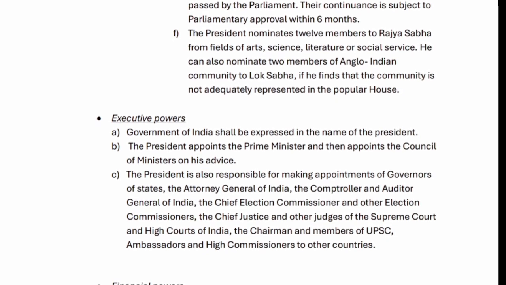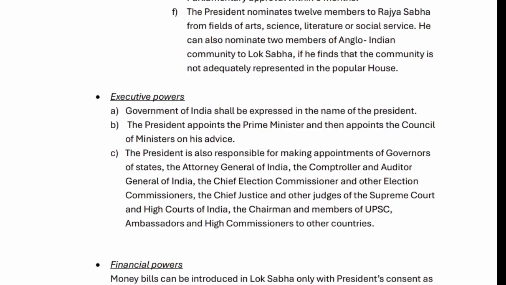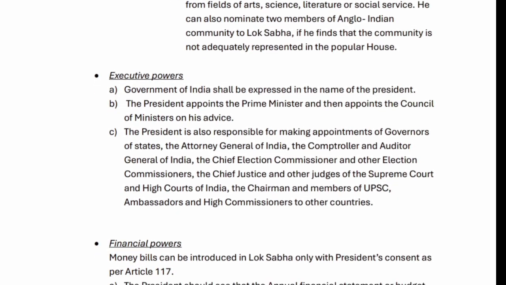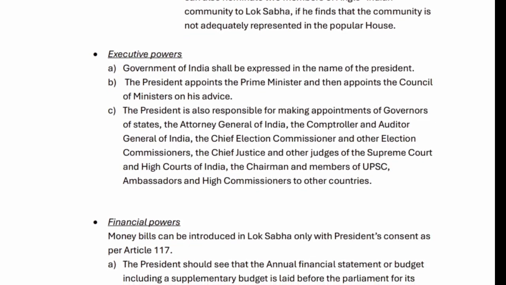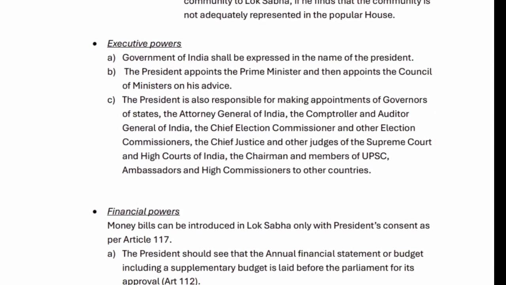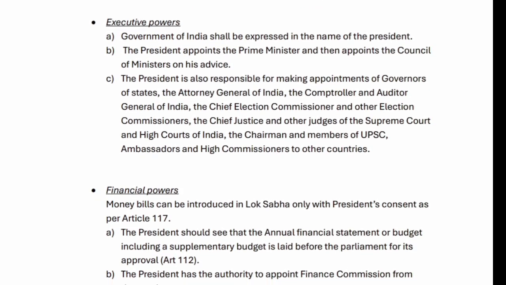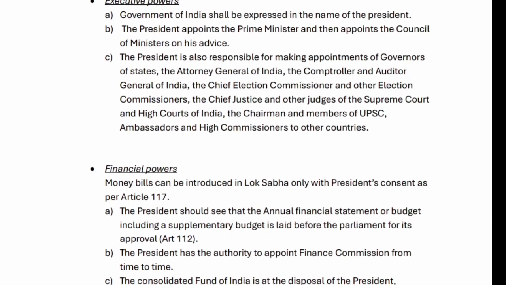Executive powers. A. Government of India shall be expressed in the name of the President. B. The President appoints the Prime Minister and then appoints the Council of Ministers on his advice. C. The President is also responsible for making appointments of governors of states, the Attorney General of India, the Controller and Auditor General of India, the Chief Election Commissioner and other election commissioners, the Chief Justice and other judges of the Supreme Court and High Courts of India, the Chairman and members of UPSC, ambassadors and High Commissioners to other countries.